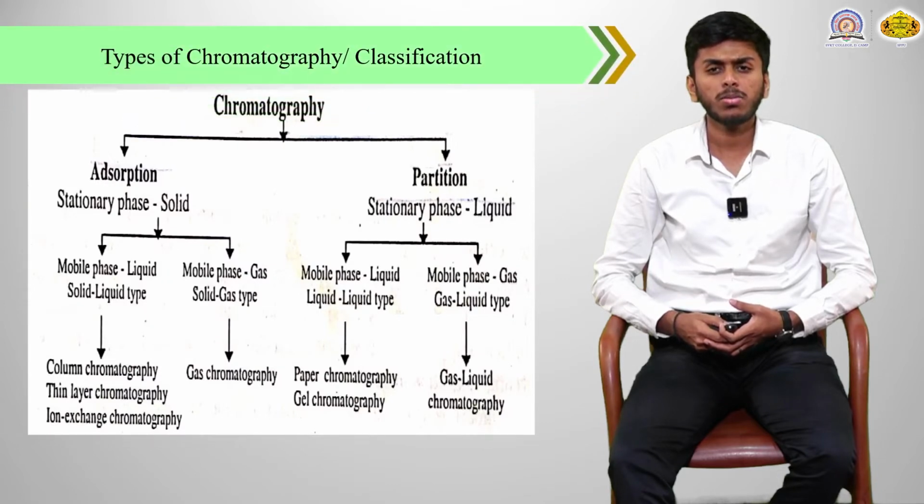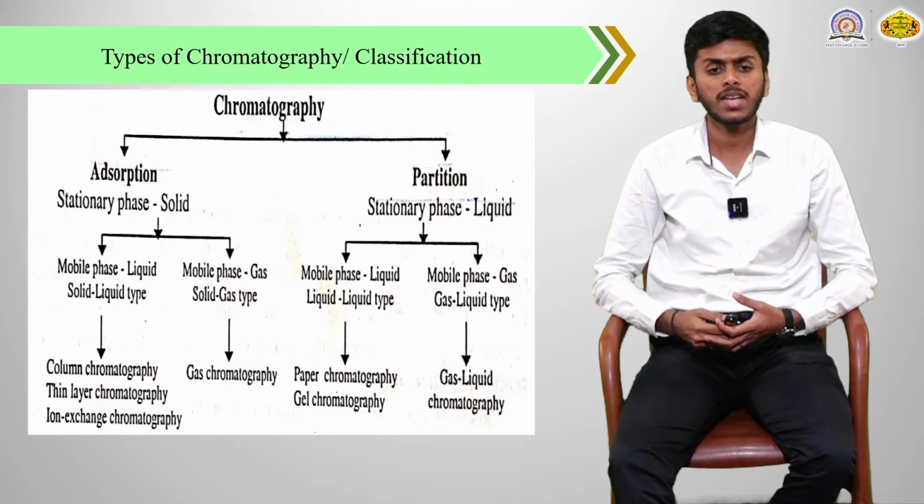Now we will study the types of chromatography, its classification. Chromatography is first divided into two types, depending on whether it separates on the basis of adsorption or on the basis of partition. In case of adsorption, the stationary phase is always solid, and in case of partition, the stationary phase is liquid. Adsorption chromatography is further divided into two types: the mobile phase is liquid or the mobile phase is gas. If the mobile phase is liquid, then the techniques are column chromatography, thin layer chromatography, and ion exchange chromatography.